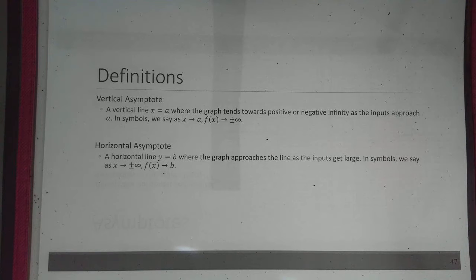A horizontal asymptote is a horizontal line of the form y equals b, where the graph approaches the line as the inputs get large. In symbols, we would say as x goes to positive or negative infinity, f of x goes towards b.